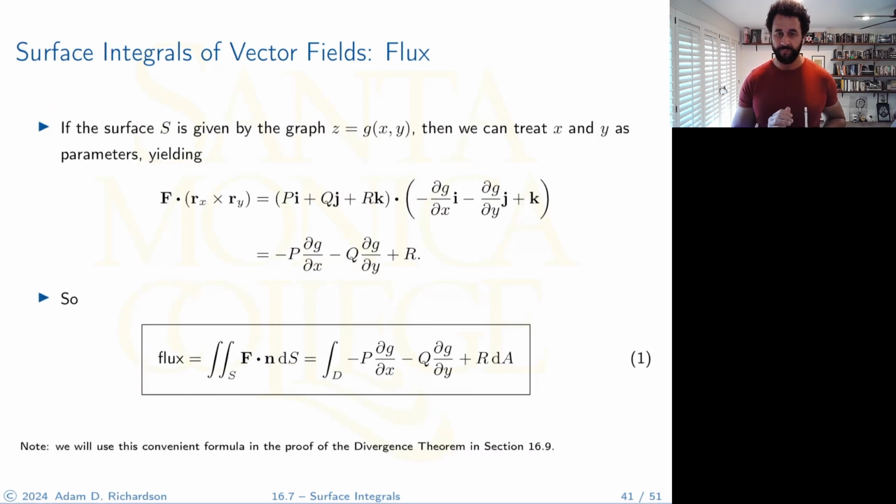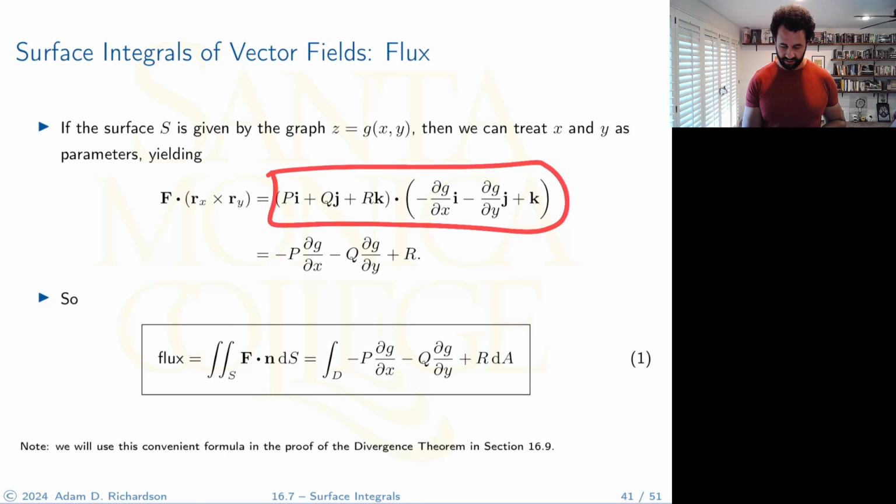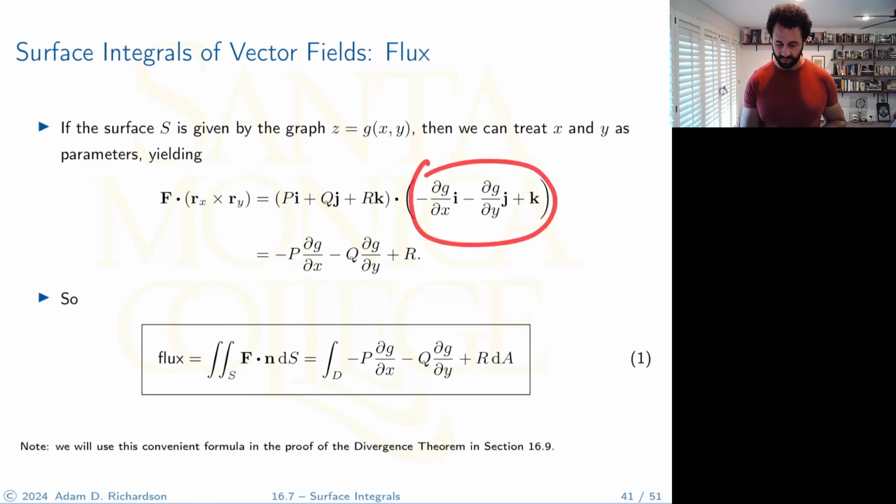Naturally, if our surface is given by a function in terms of x and y, we can reformulate all of these formulas to be in terms of x's and y's, and sometimes we get something nice. So here we go. If our graph is a function z equals g of x comma y, then when we do this dot product, we're doing this right here. Remember, this is the outward normal vector.